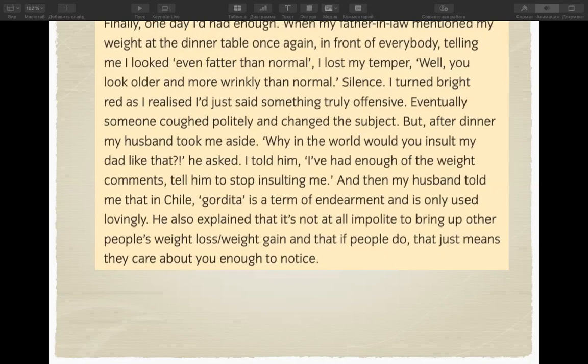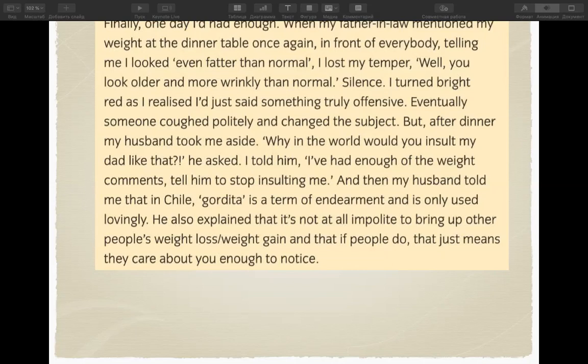And then my husband told me that in Chile, gordita is a term of endearment and is only used lovingly.